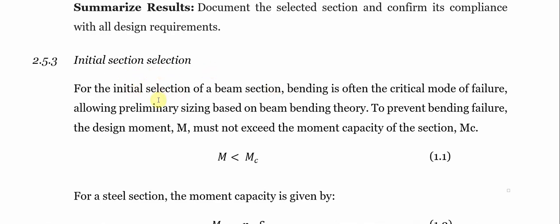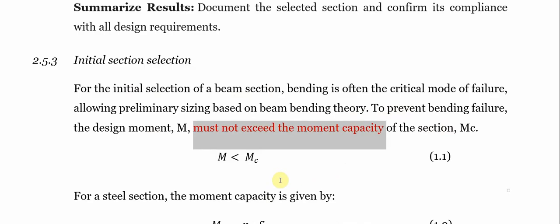For initial section selection, we look at bending as the critical mode of failure, and we must make sure that our design moment does not exceed the moment capacity. What I mean is that if the moment exceeds the moment capacity, that means the member will fail. So the design moment must not exceed the moment capacity of that particular member.